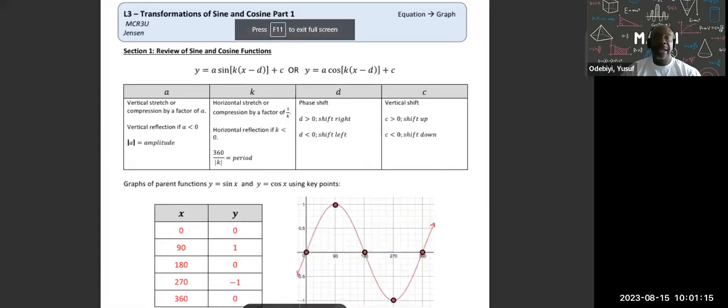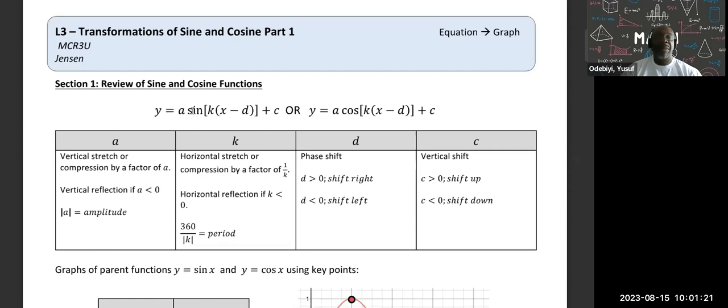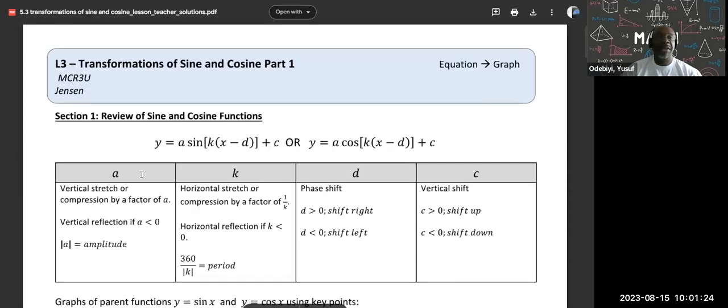Okay, so the main thing when we're looking at the transformation, right? The same thing as before, our A, our K, our D, and C, okay? So this is really important to look at this table here because everything comes from here. Our A is our amplitude, okay? Our K helps us find out what our period is. So our period is equal to 360 divided by K. Okay, that gives you the period, right? So 360 divided by K gives you the period.